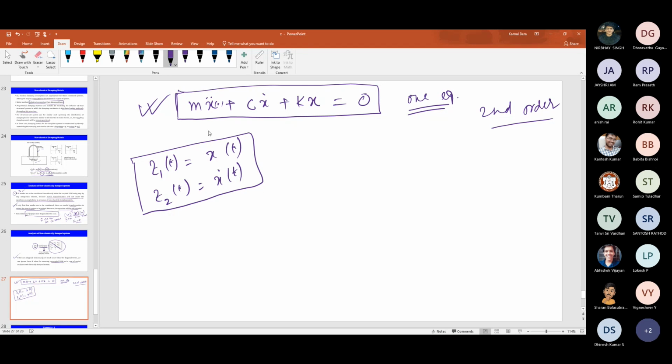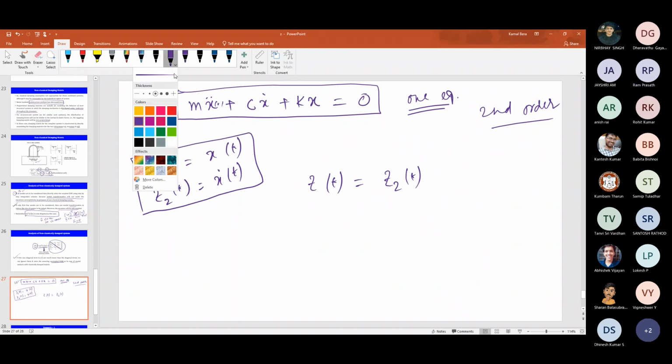Then can I write z1 dot of t equals z2 of t? Is it right or wrong? Please correct me if I am wrong. Yes, sir.